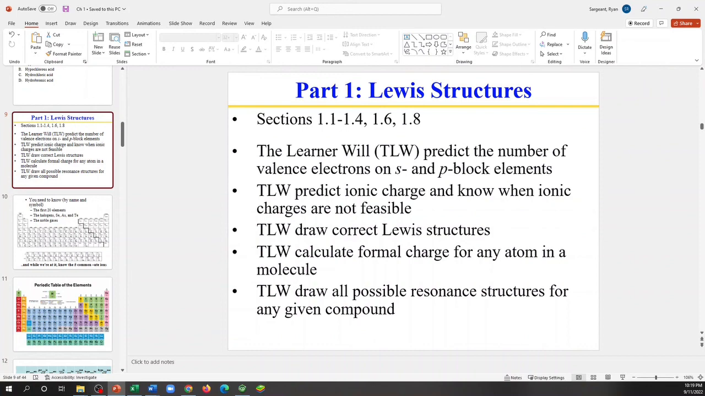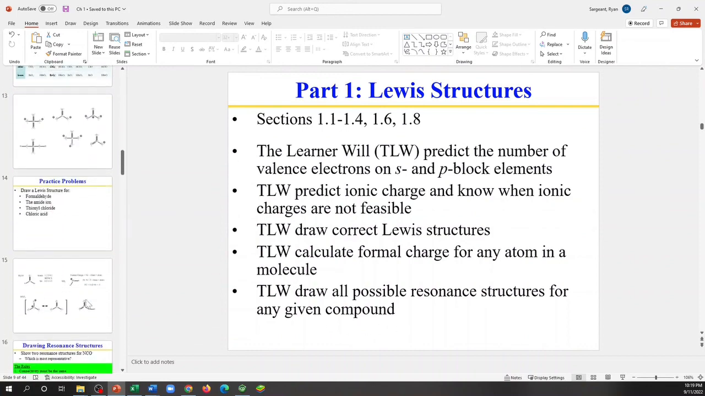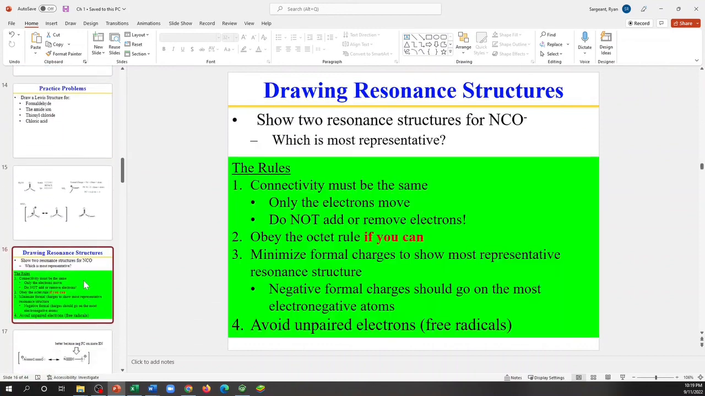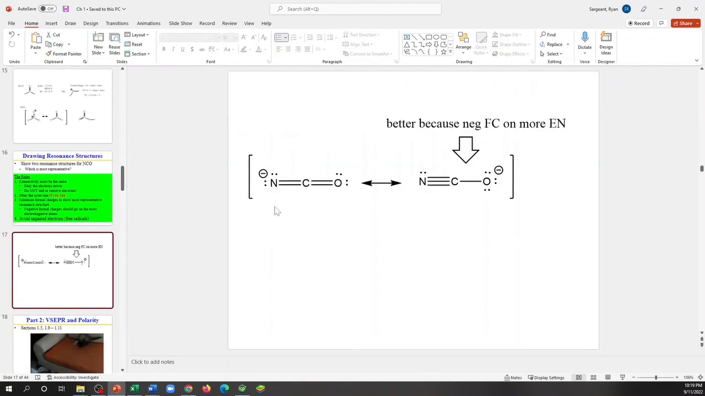And draw all possible resonance structures for any given compound. That's a pretty tedious exercise, so usually I will be more specific and just tell you the number of resonance structures that I want you to draw. So today we looked at 2 different resonance structures for this compound, and we actually made a choice about which resonance structure was preferable based on the rules of electronegativity.